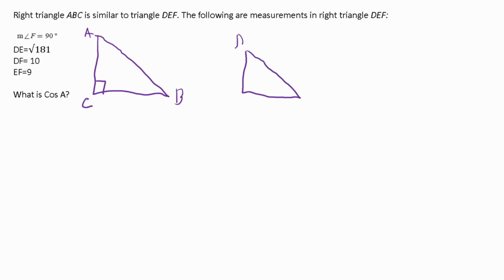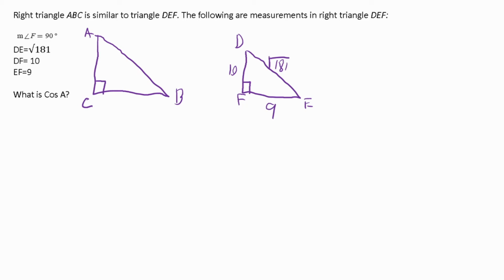D, E, F. We have measurements for DEF. We know this is our right angle. It says DE is the square root of 181, that DF is 10 and EF is 9.